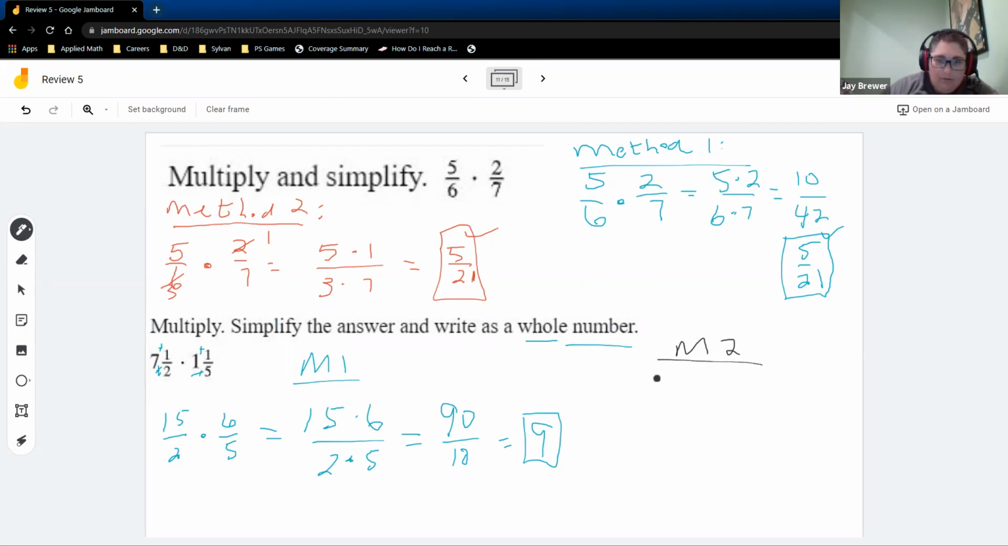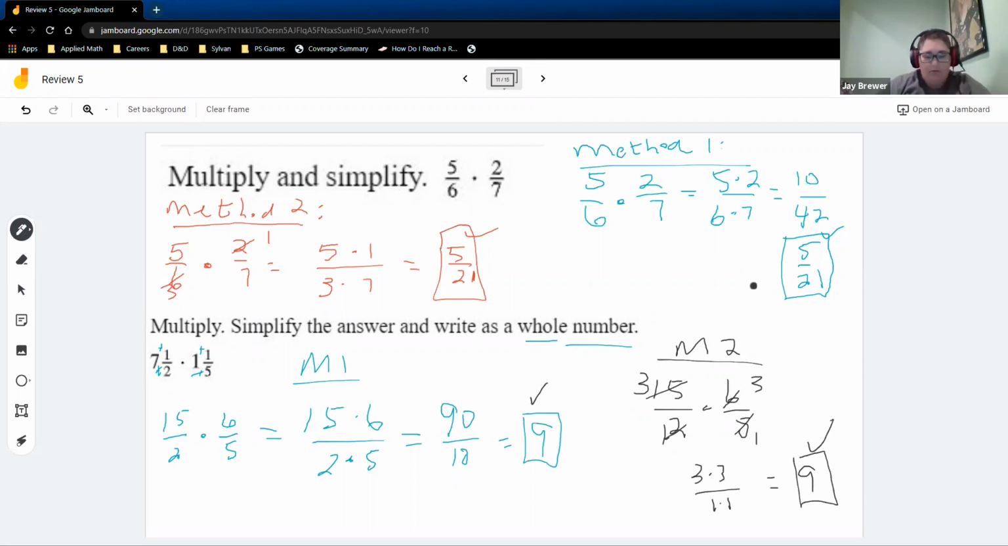But method 2, let's see that again. It's going to be 15 over 2 times 6 over 5. Here, more things simplify, so 5 goes into 15 3 times. Okay, 2 goes into 6, sorry, 3 times. 3 times 3 over 1 times 1. Again, we get a 9. Okay, up to you on your method. That's my preference, is to do method 2. So I wanted to show you it.